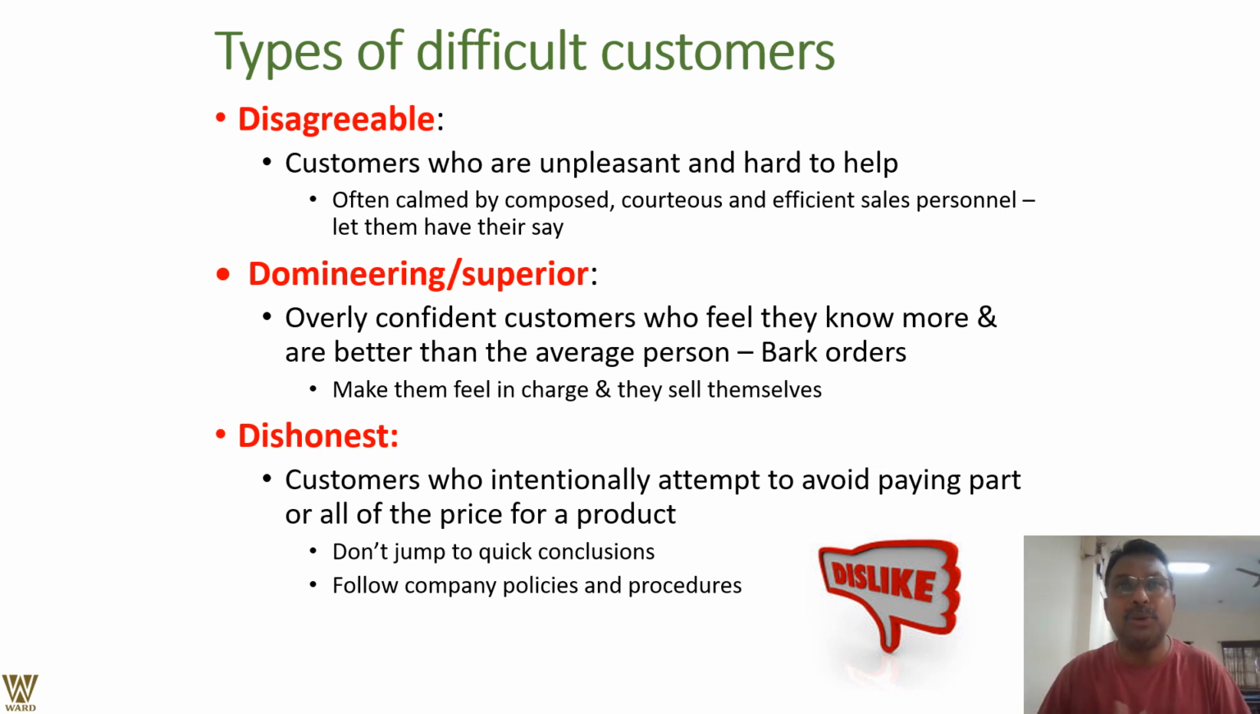The person who is composed, the person who is mature, the person who has a knack for going through such difficult people, give them the customer to handle, and you will see your company will come out with flying colors. Domineering and superior: probably these are the people who are very dominating, or they have a sense of superiority among themselves. Overtly confident customers feel that they know more and are better than the average person. Take their orders as and when, and make them feel in charge so that they are selling themselves.